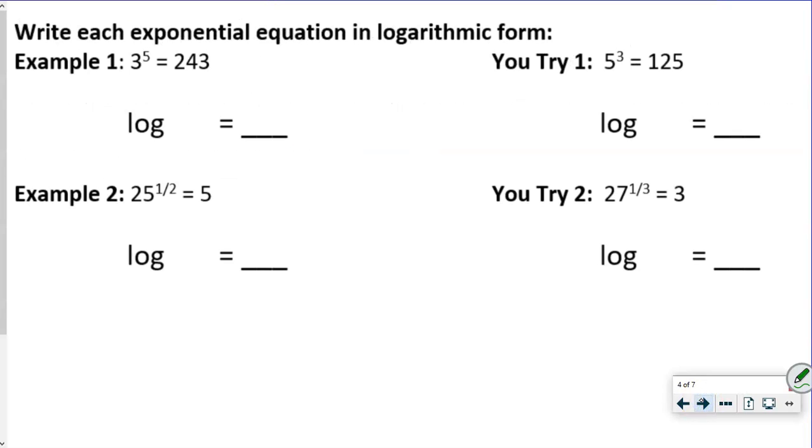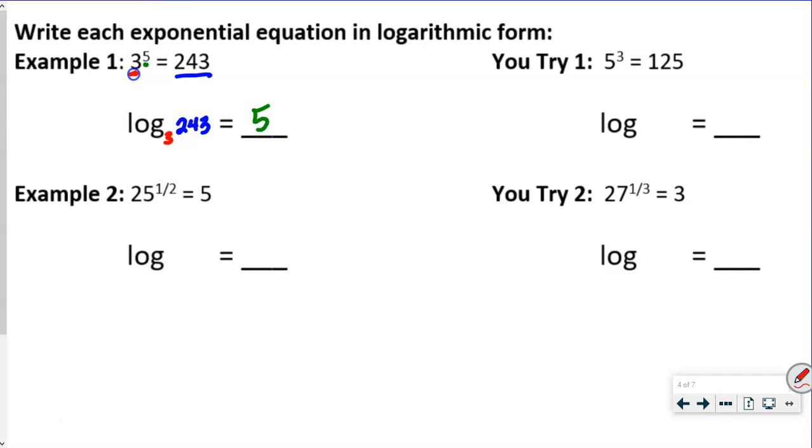So when we write the exponential equation in logarithmic form, we're going to take our base here, and it's going to become our base there. Then we're going to take what the exponent was right here, put it on the other side of the equal sign, and the number we're taking the base of is going to be the 243, okay? So let's see if you guys can try it.